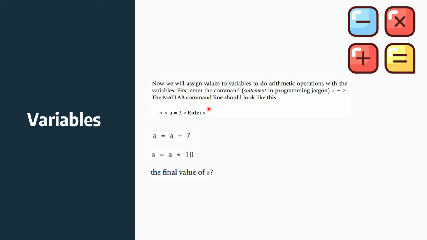Then try as well to say, now you assign the value of 2 for A. Let's try A equal A plus 7. Now we start to write some equations and see what the value or the answer would be in that case. Afterwards, try to plug in A equals A multiplied by 10. Now, what is the final value of A? Can you tell me?